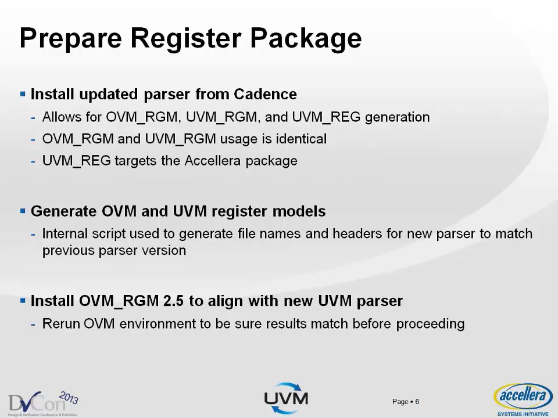The nice thing about the new parser, it allows for all 3 packages to be generated, and the OVM and UVM RGM packages are identical, so that made things much, much easier for the conversion. We are starting to evaluate the use of the UVM reg, just trying to find time to get into that. So again, we generated the models, everything ran as expected, no hiccups. And in fact, I sort of did the conversion within 4 hours for the entire environment. It was done, much to my surprise, and then there were some other things to work on after that, but I'll get to that in a minute.